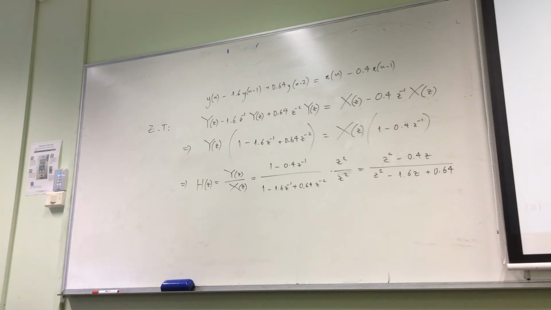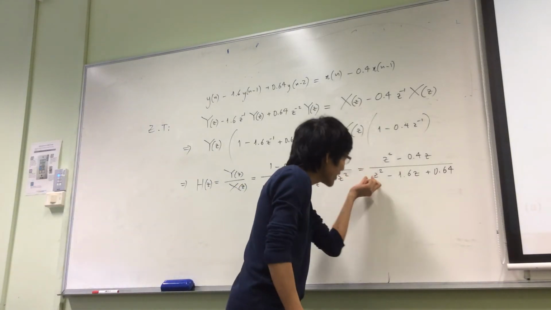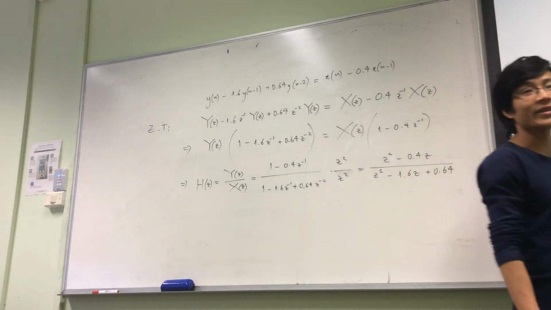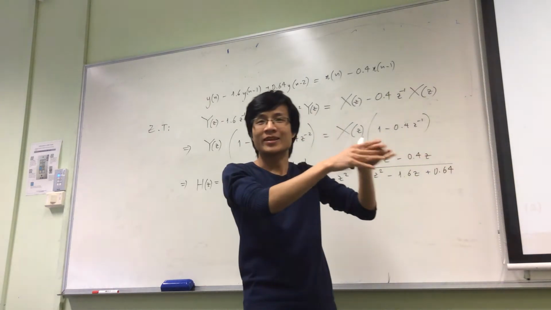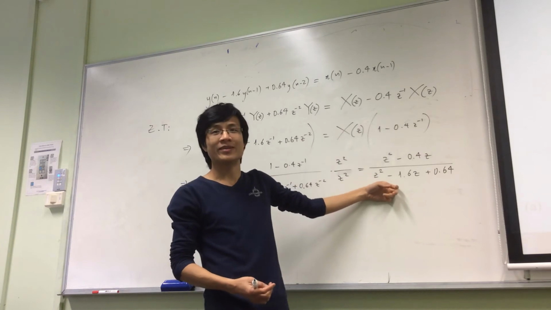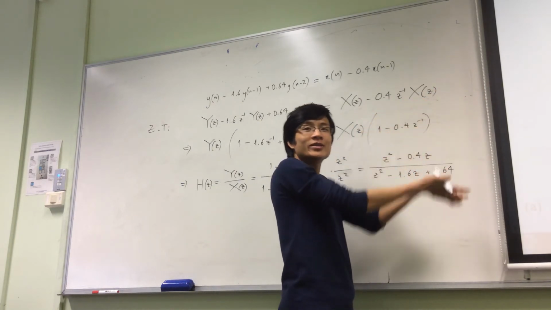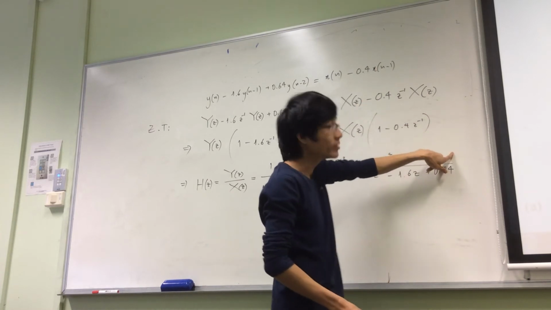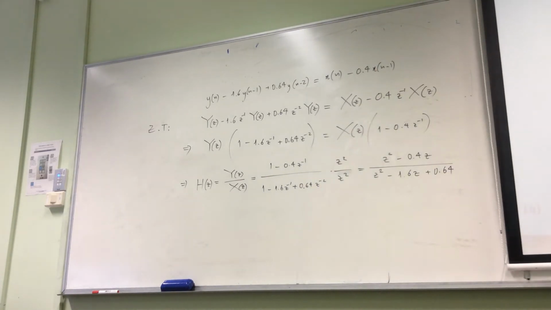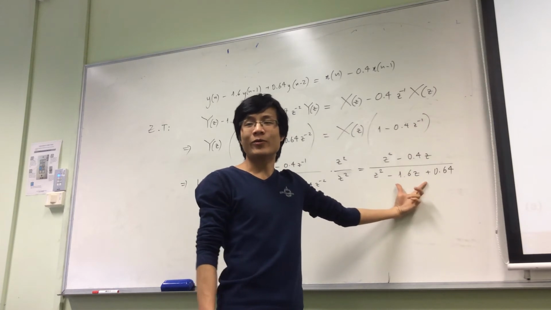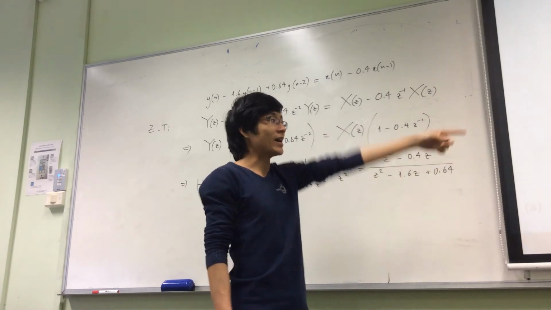So these numbers, 1, minus 1.6, 0.64, actually come directly from here. They will be at the bottom of the transfer function. The arrows that point this way come in the bottom, and the arrows that point this way come on top. So this 1, minus 0.4, 0 stays on top, and the other thing goes on the bottom. So this is a quick way to get the transfer function out of these things.